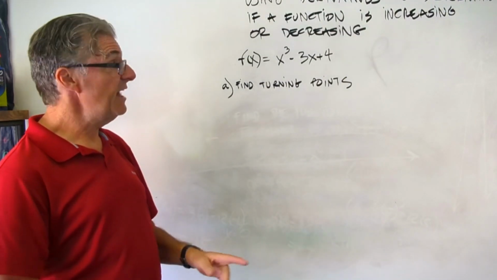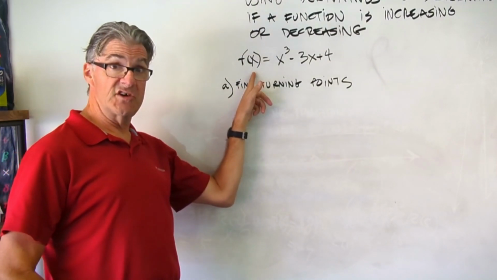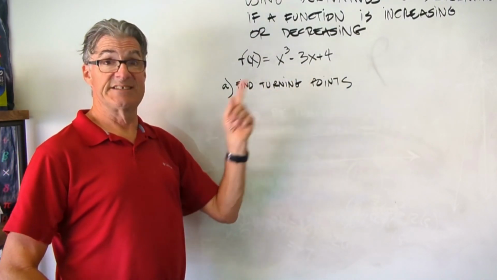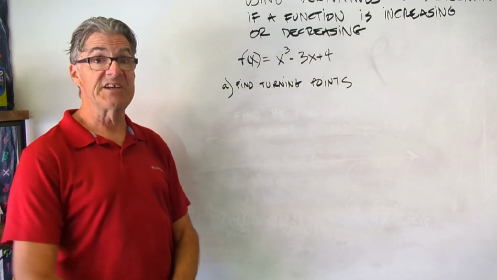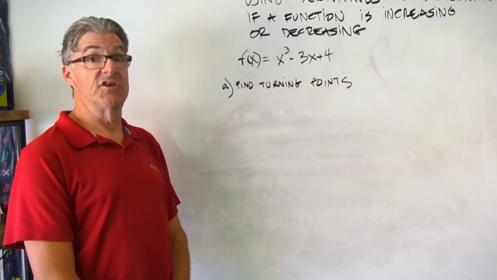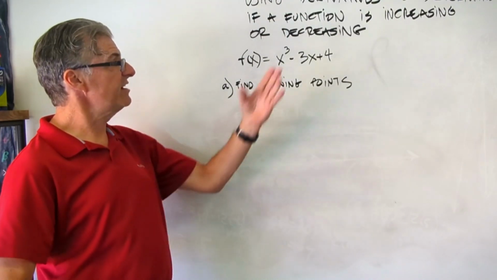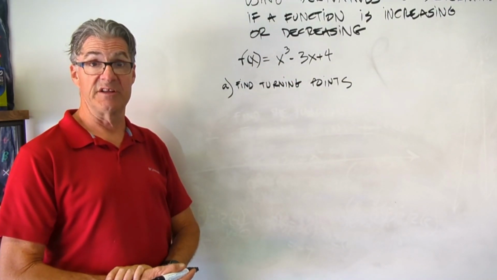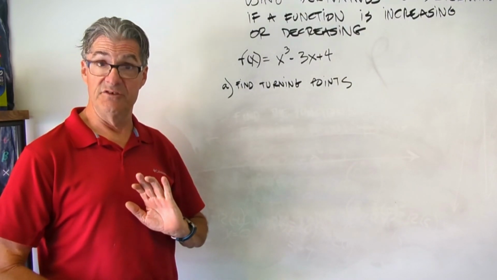If you recall from the last board, you get the derivative function of the original function, set it equal to 0, solve for x. That gives you the x coordinates of your turning points. And then you can plug those back into the original function to get the y coordinates. Pause the video and do that.